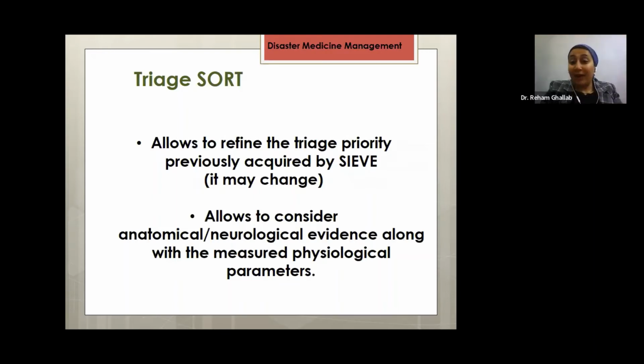It allows a refined triage priority. It refines the triage by sieve, as we mentioned. This is the refining of this triage. It allows us to consider anatomical and neurological evidence that we discussed before. In triage by sieve, the only maneuver is opening the airway, but here it is different, as we measure physiological parameters.